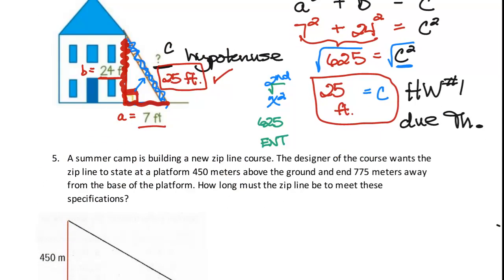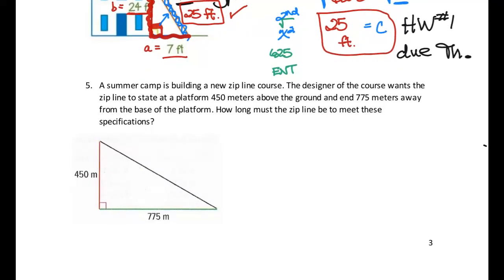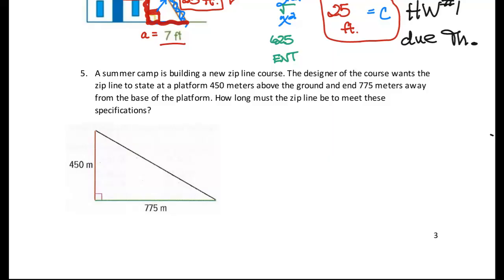Okay, let's go to the last word problem here. Number 5 says, a summer camp is building a new zip line course. The designer of the course wants the zip line to start at a platform 450 meters above the ground. So here's the ground, and we want to start 450 meters above. So this is the start up here. Okay.